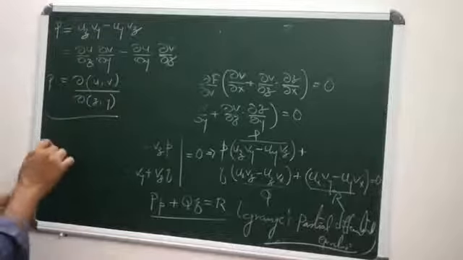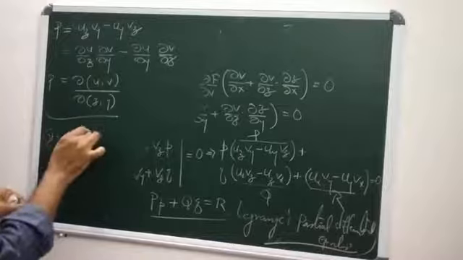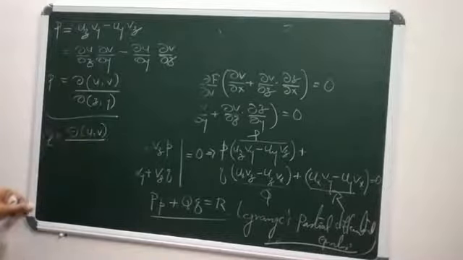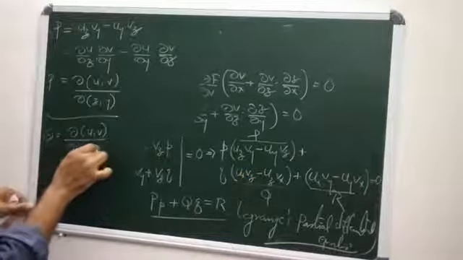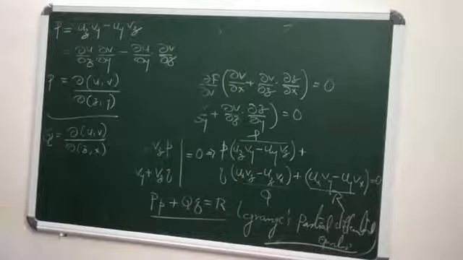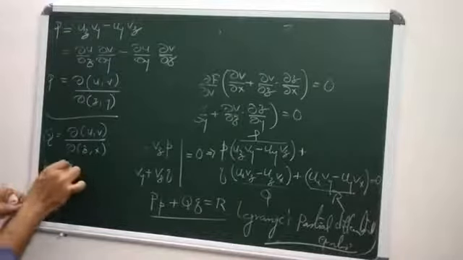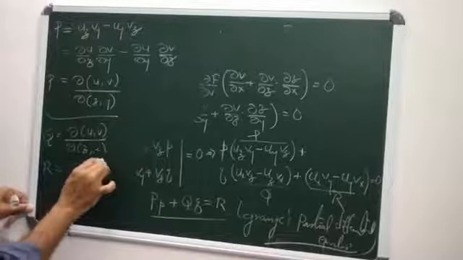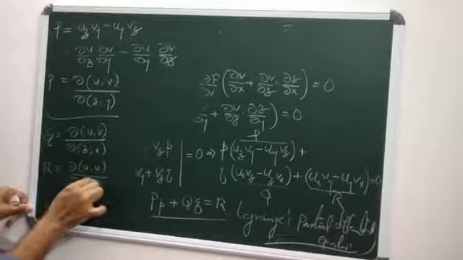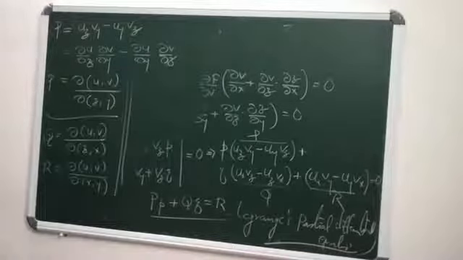And what is Q? Similarly, this Q is del(u,v) by del(z,x). And what is the right side term? R is the Jacobian del(u,v) by del(x,y). So this is P, Q and R. Capital P, capital Q and capital R are referred to in this way.